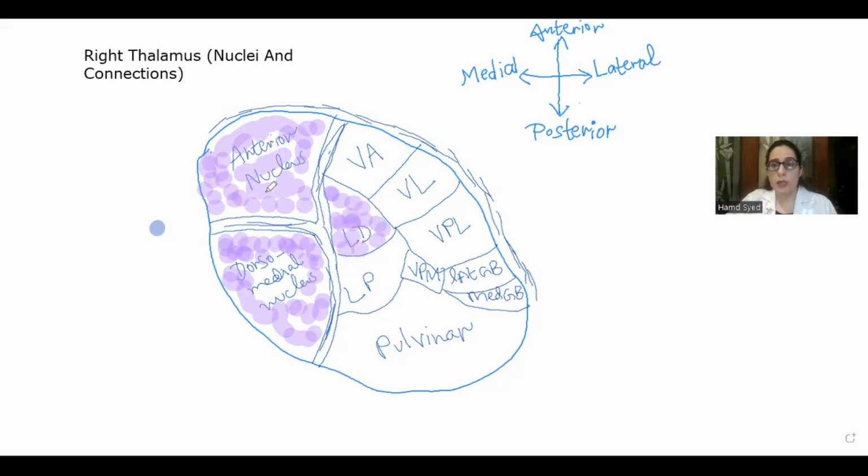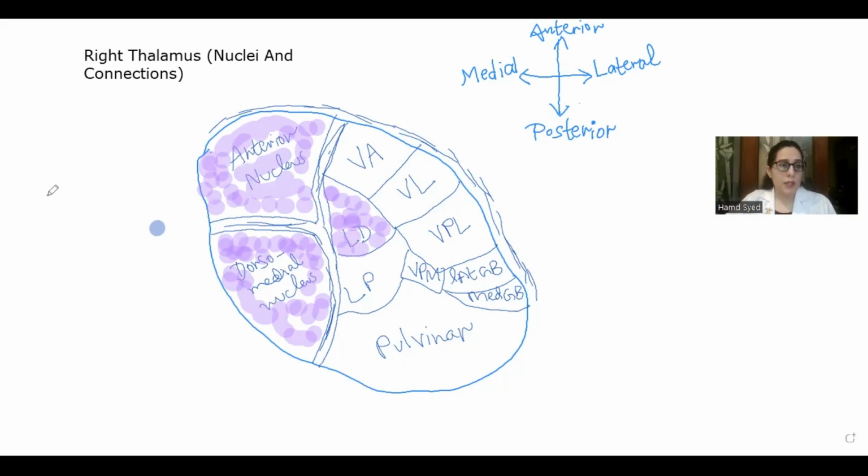So their connections are mainly with the limbic system, which includes the Papez circuit, and that includes different parts of the brain like the cingulate gyrus, the amygdala, and the hippocampus. So they have bidirectional connections with these different parts of the limbic system. And the dorsomedial nucleus also has connections with the prefrontal cortex.